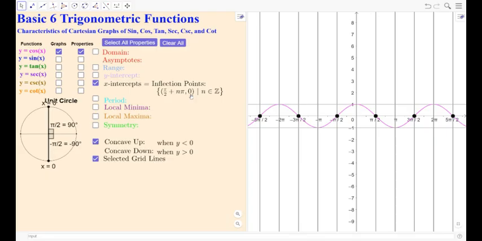Let's look at the x values. Okay, well, it's going to happen over here when x is 0 on the unit circle. That's when the terminal ray is pointing straight up or straight down. One way to get there is pi over 2 to point straight up.